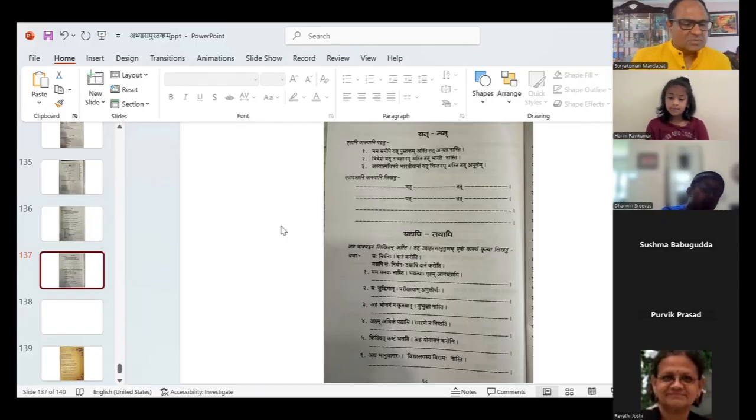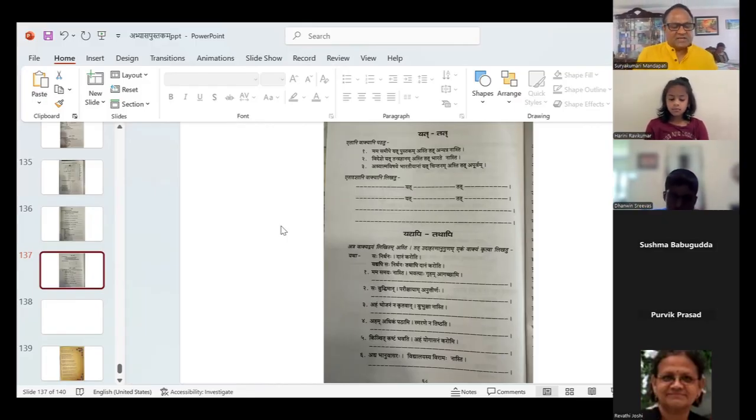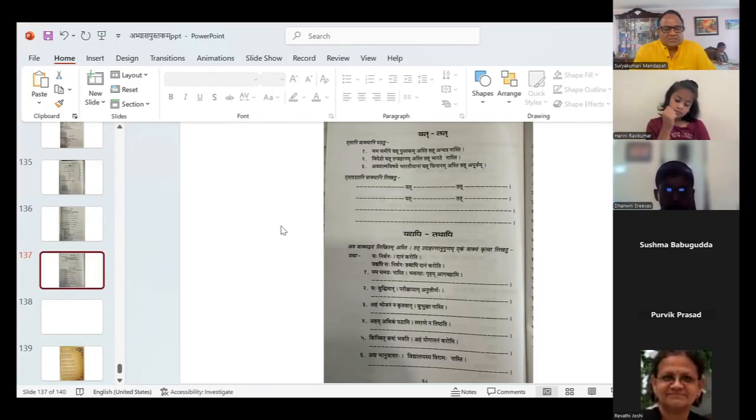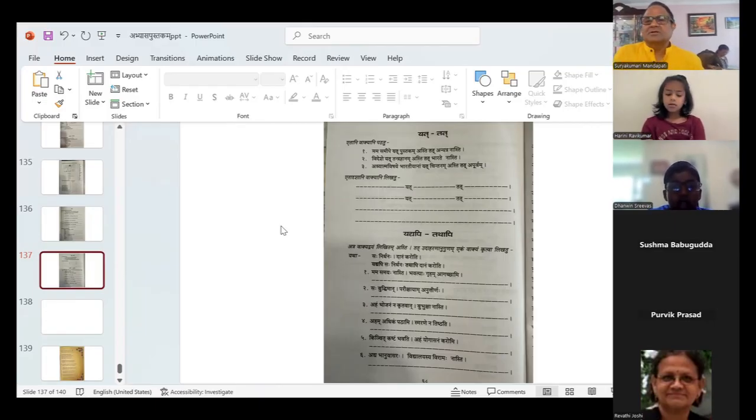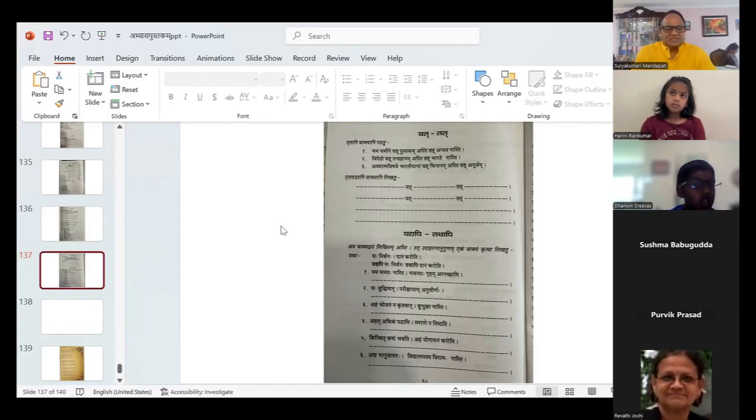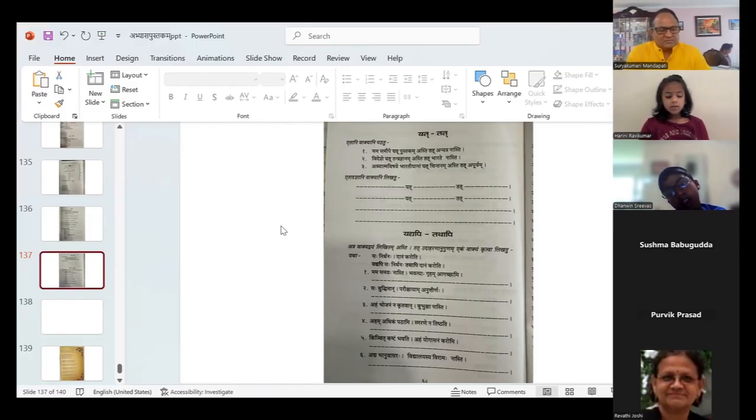Then there is the last one. Yadyapi tathapi. Yadyapi saha nirdanaha danam karoti. Nirdanaha means poor, doesn't have money. Danam karoti, but he donates even though he is not rich. Whatever he has, he shares with others, he donates. So, how do you express that meaning? Yadyapi saha nirdhanaha tathapi danam karoti. Even though he is not rich, is poor, he still donates.